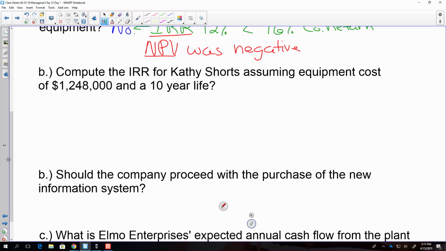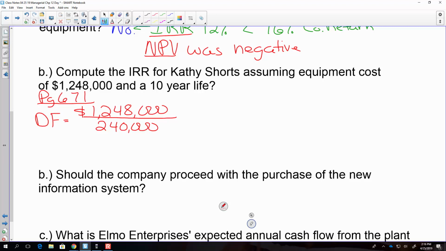So we have to compute our internal rate of return. We do have an even cash flow. So this time I want to use page 671 first, and then we'll do our calculator second. See how we come up with our answer here. The savings, 240,000, we have to use that and divide it into our 1.248 million. This gives us our discount factor. So our discount factor is equal to 5 something? 5.2?